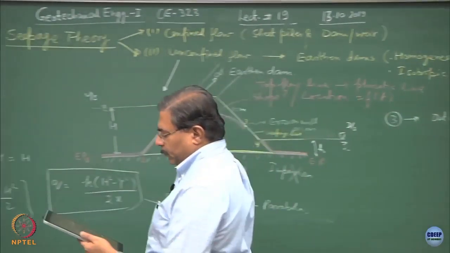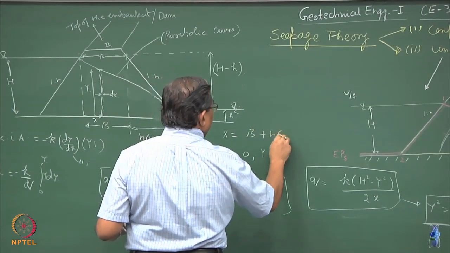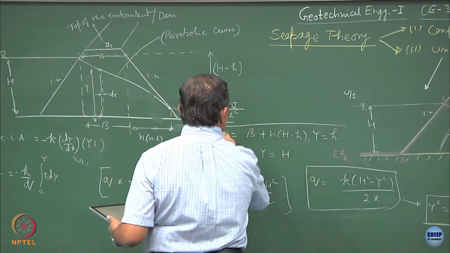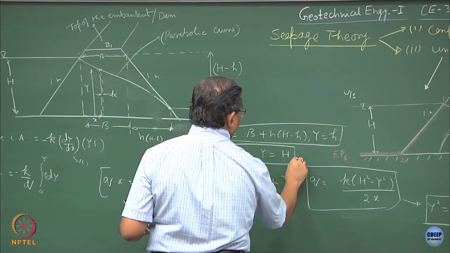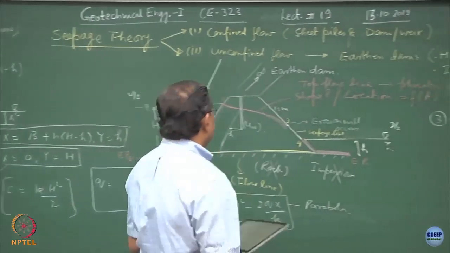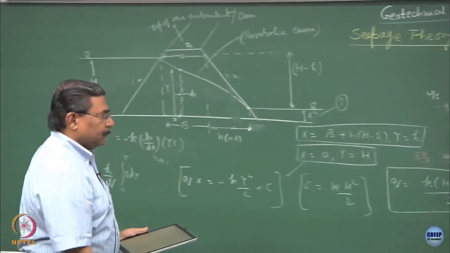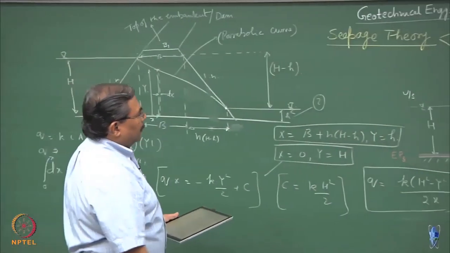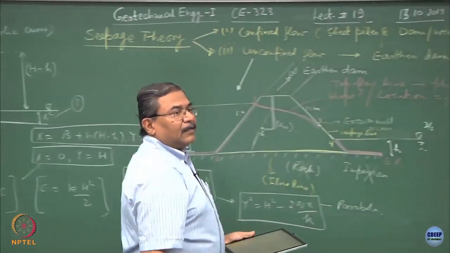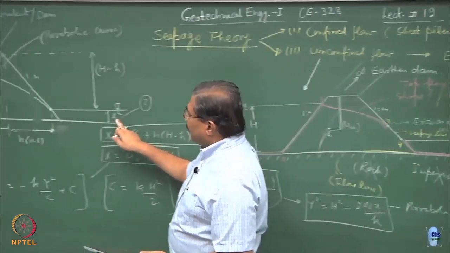The other equation will come when you substitute x equal to, let us say, b plus n times h minus h, and at this point y is equal to h. I hope you can understand the basic objective is to obtain the value of h. H is the principal unknown. Why? Because I would like to find out what is the maximum discharge taking place, through which the h becomes maximum. So, I have to design the system in such a manner that the maximum discharge should not occur. So, I should be taking the value of h when it becomes maximum.